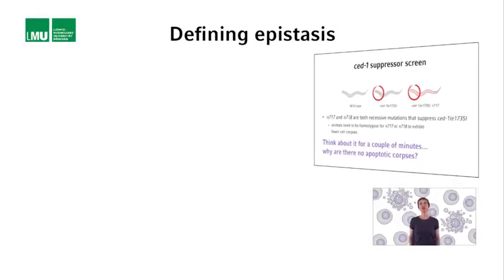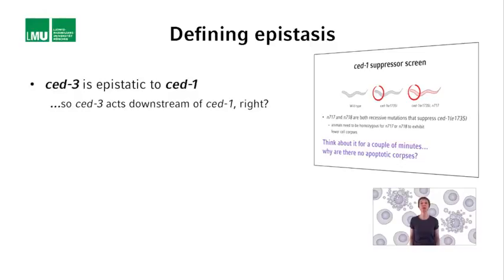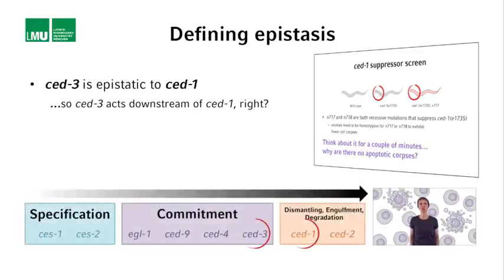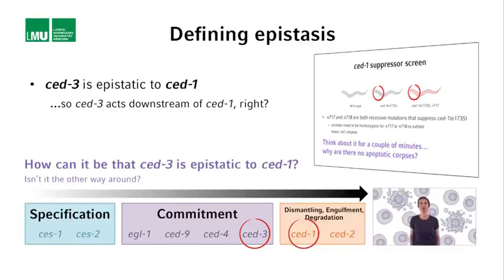Remember that the first mutation in the Z3 gene, N717, was identified as a suppressor of the Z1 mutation E1735. The loss of Z3 masks the loss of Z1, which means that Z3 is epistatic to Z1. Based on what I just told you, that would mean that in a genetic pathway, Z3 acts downstream of Z1. However, I also told you that while Z3 acts in the central step of the apoptotic process, the step during which cells irreversibly commit to the apoptotic fate, Z1 acts in the last step, the step during which cells are dismantled, engulfed, and degraded. How can it be that Z3 is epistatic to Z1?